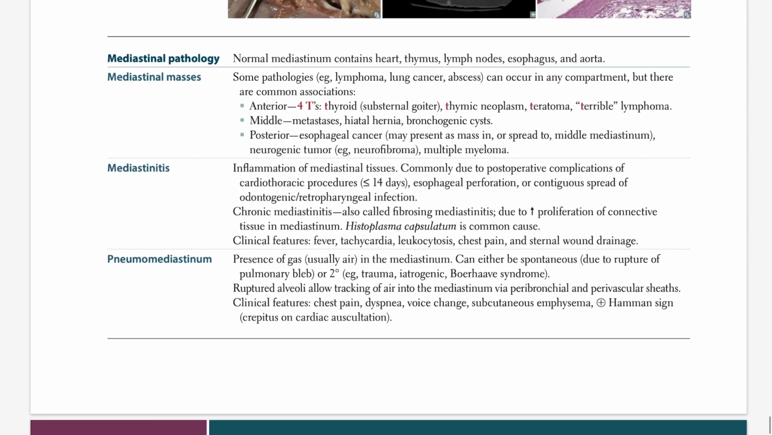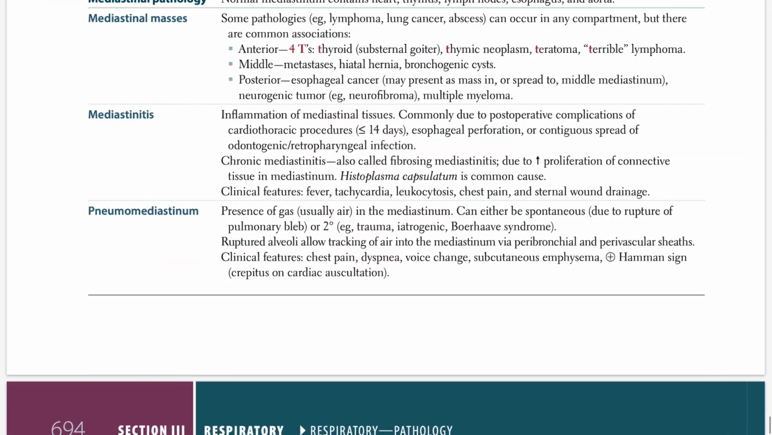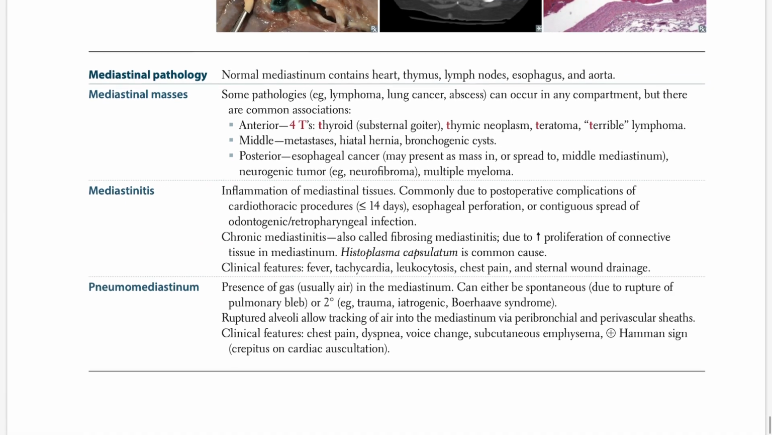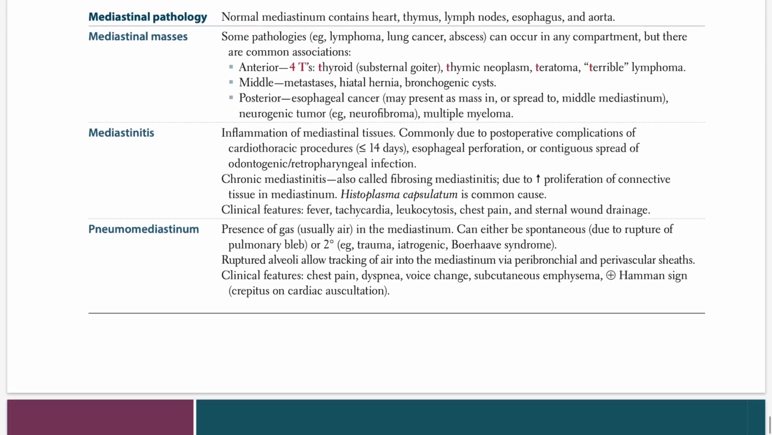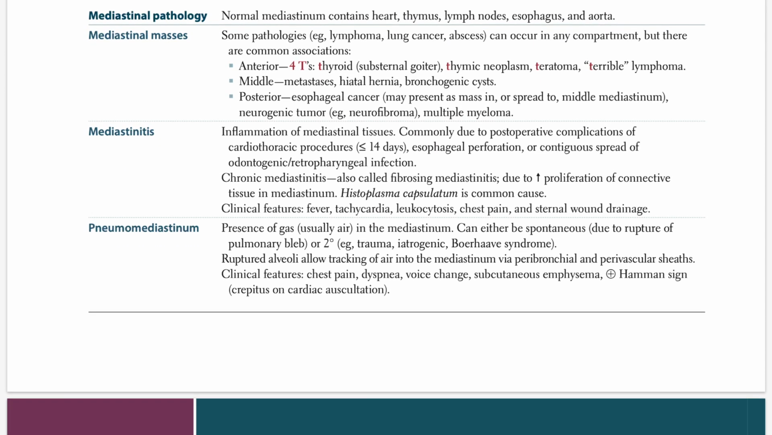Looking at the next topic, which is mediastinal pathology, and this is going to be the last topic before we take the break. Okay, so mediastinal pathology. The normal mediastinum contains the heart, the thymus, the lymph nodes, the esophagus, aorta. If there's any problem with these structures, they're going to cause mediastinal pathology. Let's talk about the masses now.